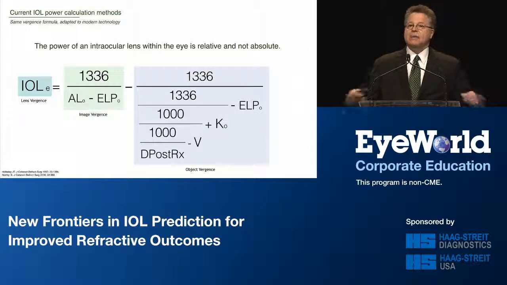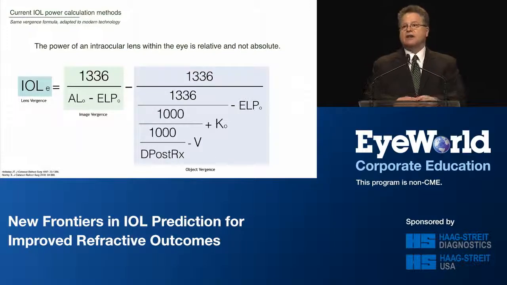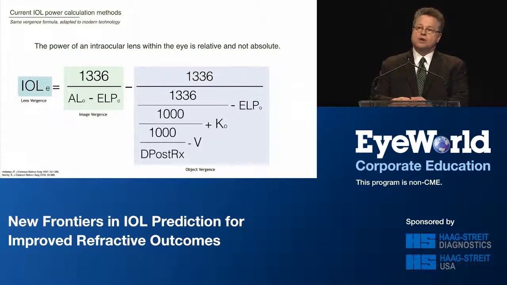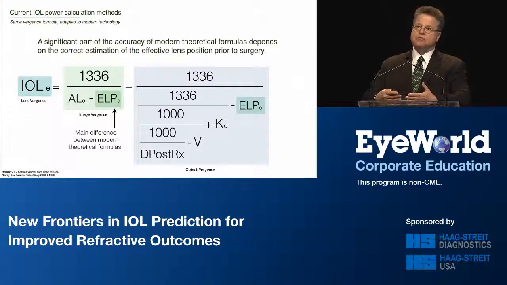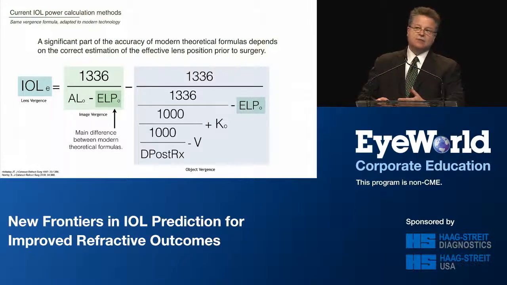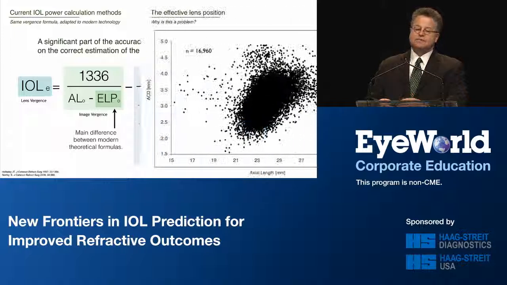Now, the interesting thing is the power of the intraocular lens inside the eye is relative, not absolute. So a 21 diopter lens inside the eye is only 21 diopters a set distance from the cornea, and that we call the effective lens position. If that lens moves posterior or anterior, or said another way, if the anatomy of the eye and the assumptions of the formula are different, what we get is a refractive surprise.